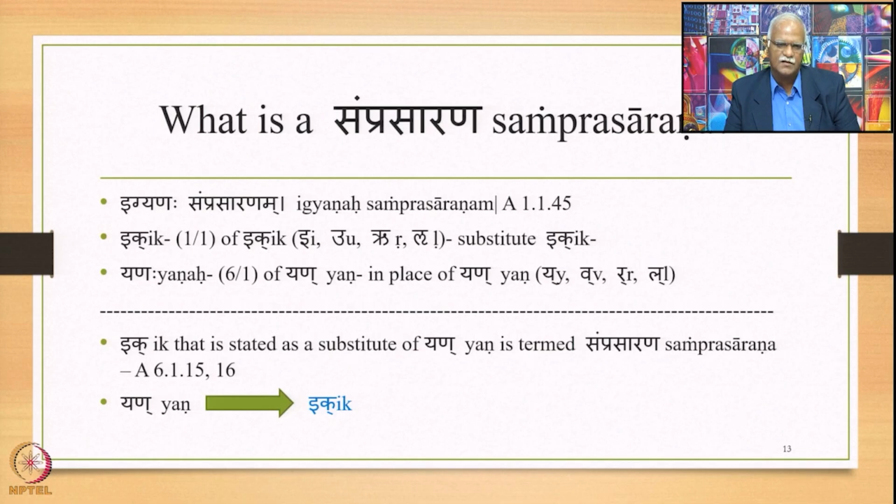Repeat, ik, that is stated as a substitute of Yan is termed Samprasarana, stated by the sutras 6.1.15 as well as 16. So if Yan is the input, and in its place 6.1.15 or 16 has stated an ik, this ik is called Samprasarana.